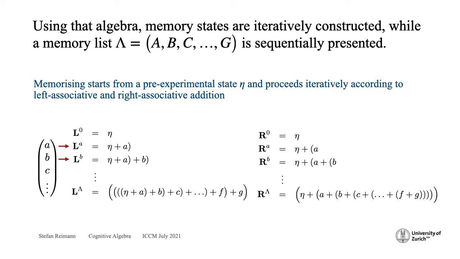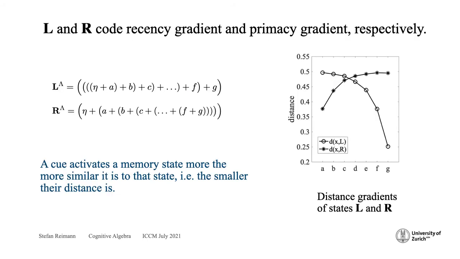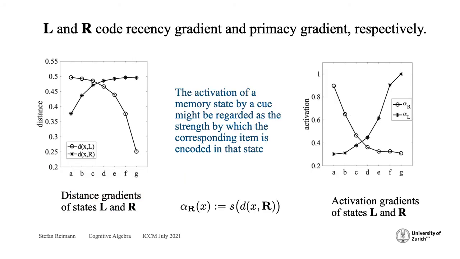The resulting states are LB and RB. After the entire list has been presented, two states L and R have been constructed, which can be regarded as the two components of the memory state, which represents the memory list lambda. The two states L and R are in fact different. The figure shows the distance of a particular item from the memory states R and L. Along serial position, distances from R increase while distances from L decrease. Distances directly translate into similarities. Similarity increases when distance decreases.